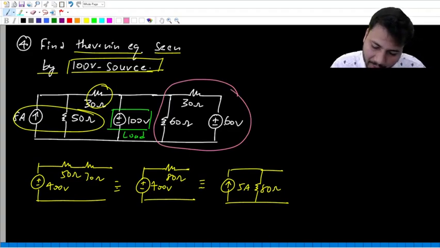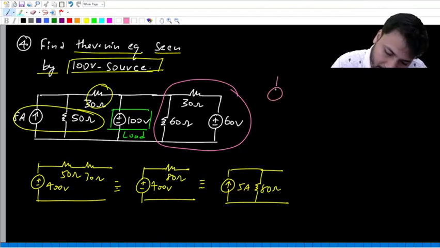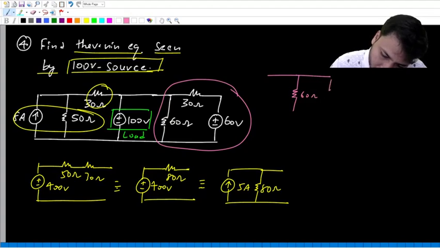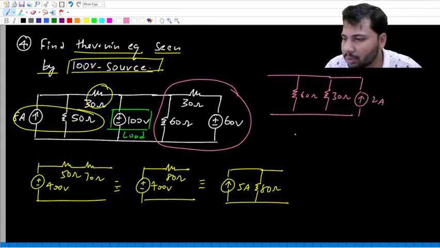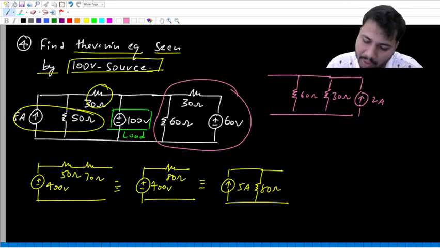On the other side we have what? 60 volts in series with 30 ohms, which can be transformed into what? 60 by 30 is what? 2 amps in parallel with 30. So we can do source transformation like this. 2 amps in parallel with 30, and then in parallel with this 60.